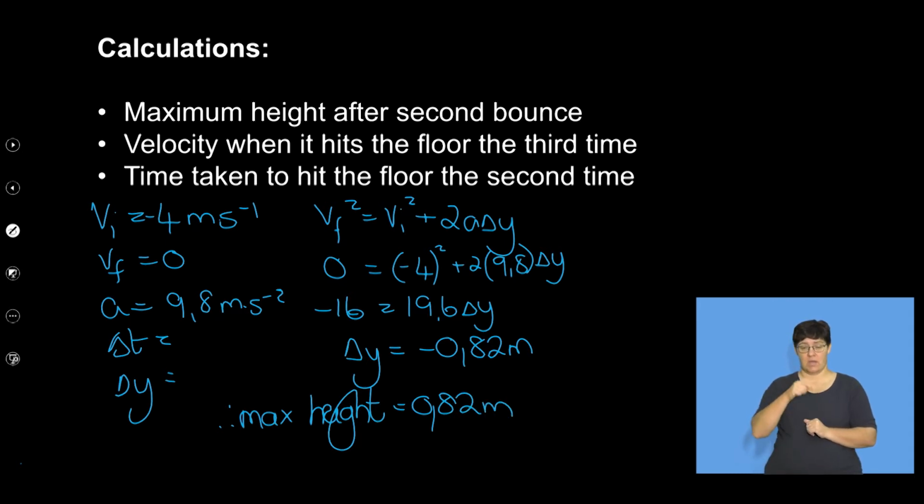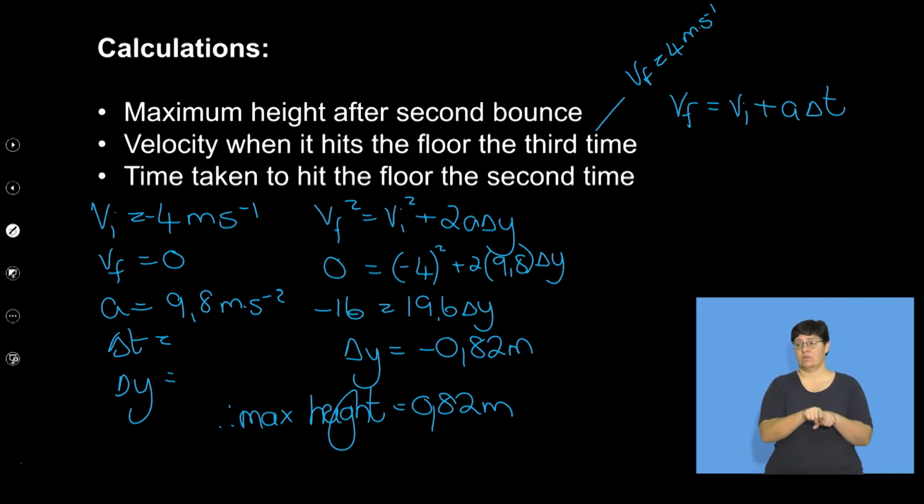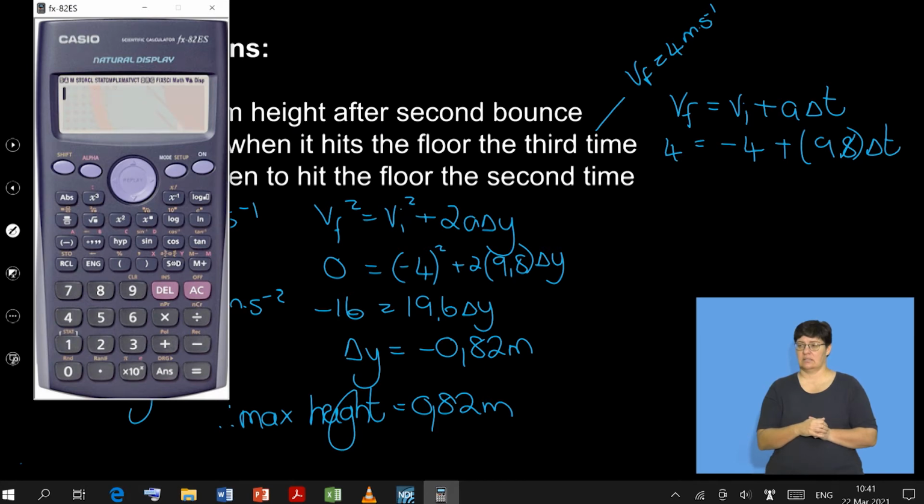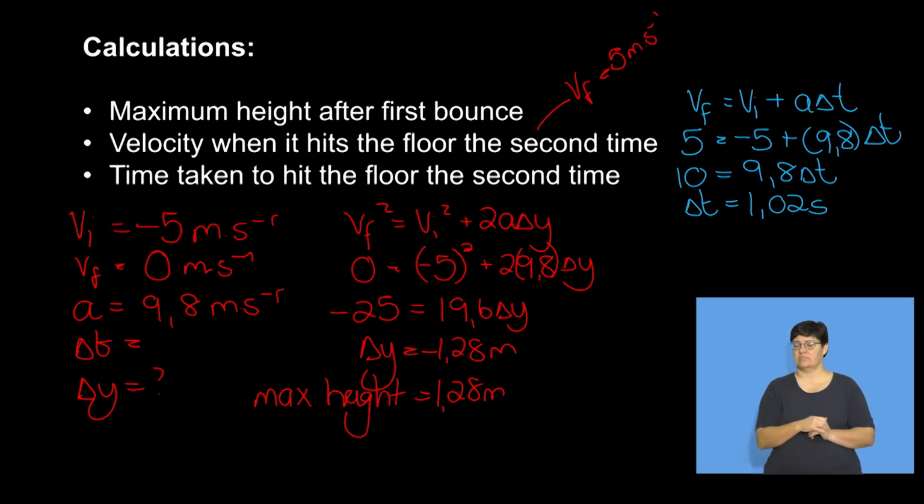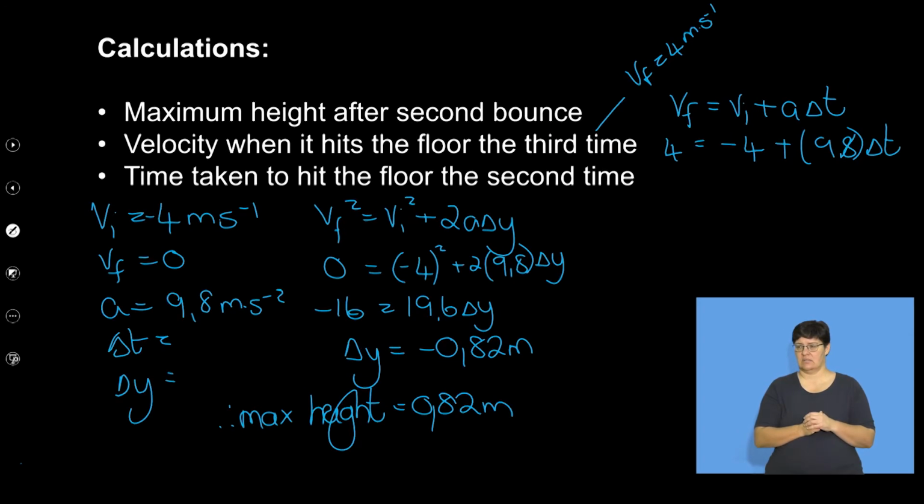All right. Velocity when it hits the floor for the third time. It left the floor at 4. It's going to hit the floor at 4. So Vf is a positive 4 meters per second. Time taken to hit the floor for the third time. So Vf equals Vi plus a delta t. That's 4. That's minus 4. 9.8. Delta t, calculator, okay, that's going to be 8 divided by 9.8. So delta t is 0.81 seconds.